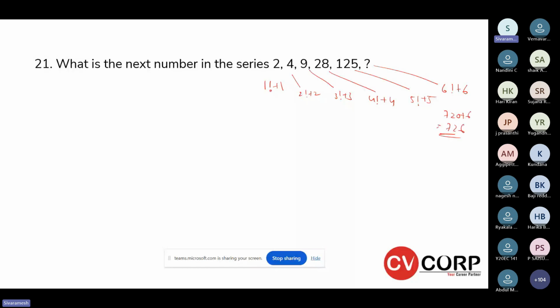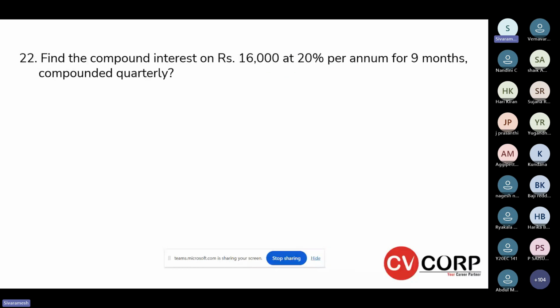So the logic here, I'm not so sure how many of you got the logic. So this is the final answer. Okay. Next question from compound interest. Guys, last three questions we have. So let's try to solve it quickly.